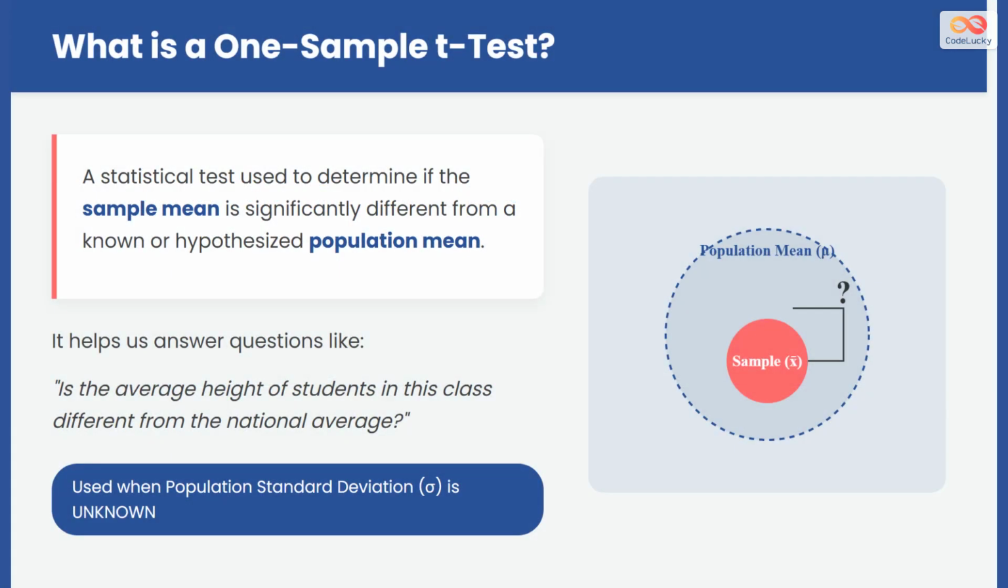So, what exactly is a one-sample t-test? Simply put, it is a statistical method used to determine if a sample mean is significantly different from a known or hypothesized population mean. It is specifically designed for situations where the population standard deviation, sigma, is unknown. For instance, you might ask if the average height of students in a specific class differs from the national average.